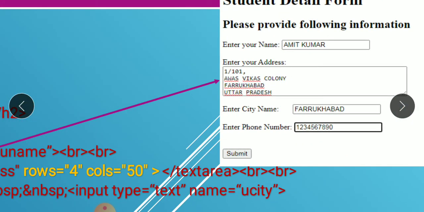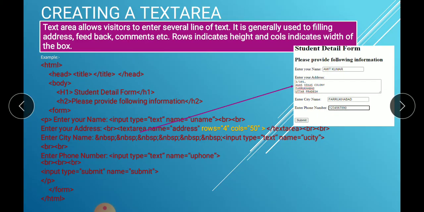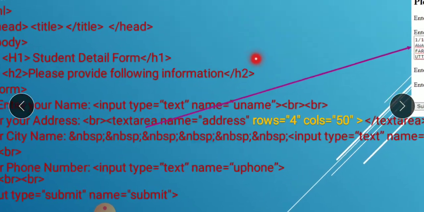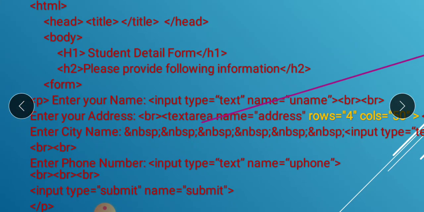See this. Enter your name. The name is written. Enter your address, and the address is written in more than one line. How can we create it? We have to use the text area. See this. Enter your address.